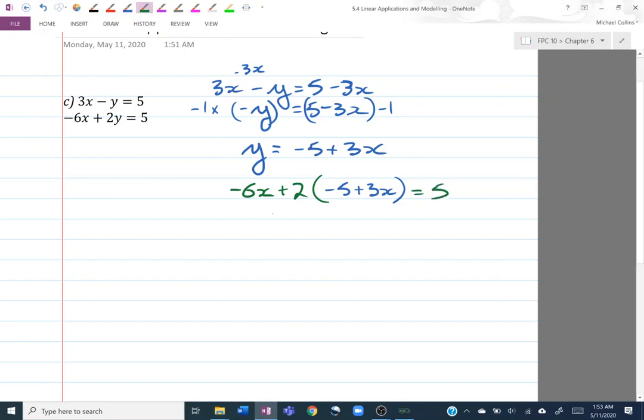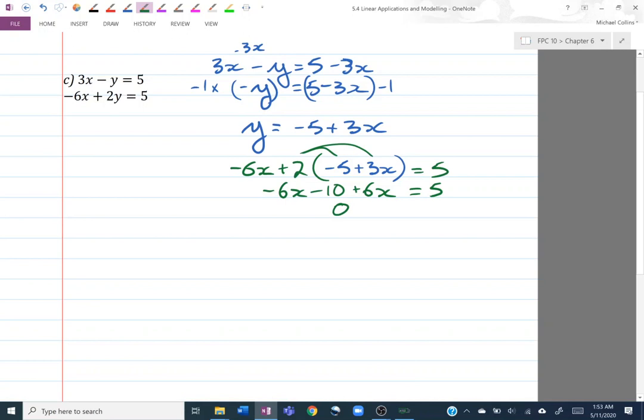So now I have to simplify. Negative 6x, my 2 times negative 5 is a negative 10. 2 times 3x is a 6x, and that's equal to 5. My negative 6x plus 6x is 0. So I end up with a negative 10 is equal to 5. And I'm a little bit stumped now, unless I remember that there's actually 3 potential outcomes.